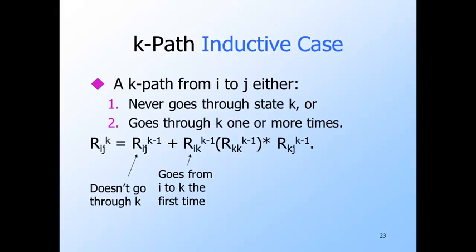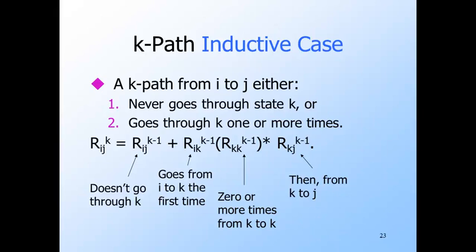All other k paths get to state k at least once. Thus we start out with Rik super k minus 1, which generates the labels of all the paths that get us from state i to state k for the first time. Then comes Rkk super k minus 1 all starred. It generates the labels of all paths that go from state k to state k 0 or more times, with those paths not passing through any state k or higher. Finally, we concatenate with the language of the expression Rkj super k minus 1. That generates the labels of all paths from state k to state j that do not pass through state k or higher.